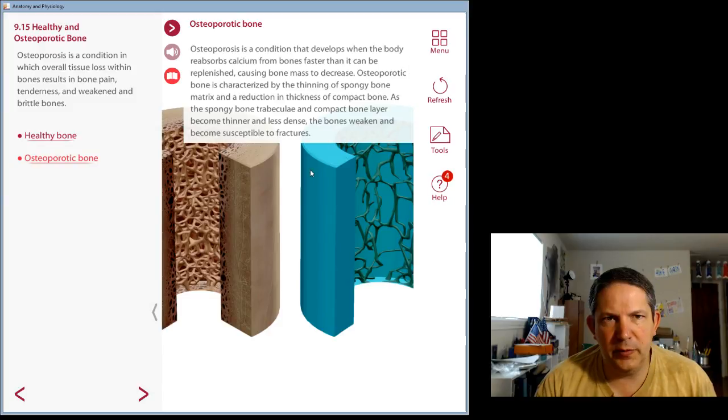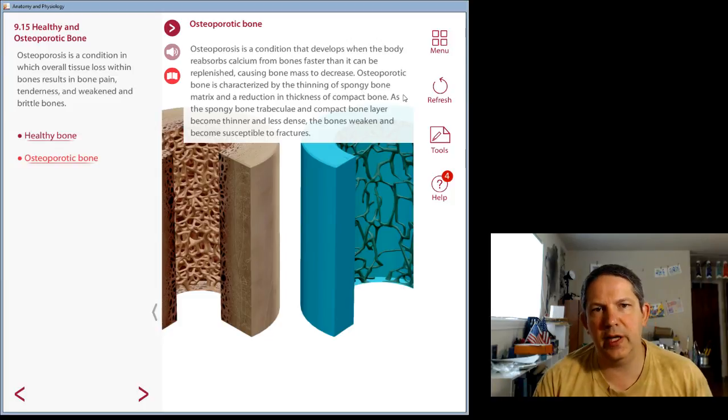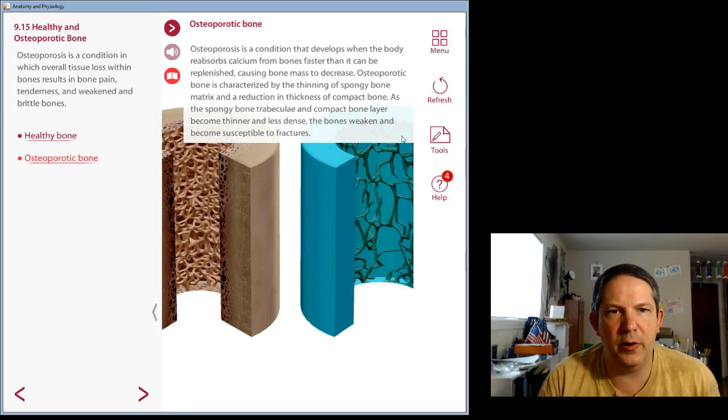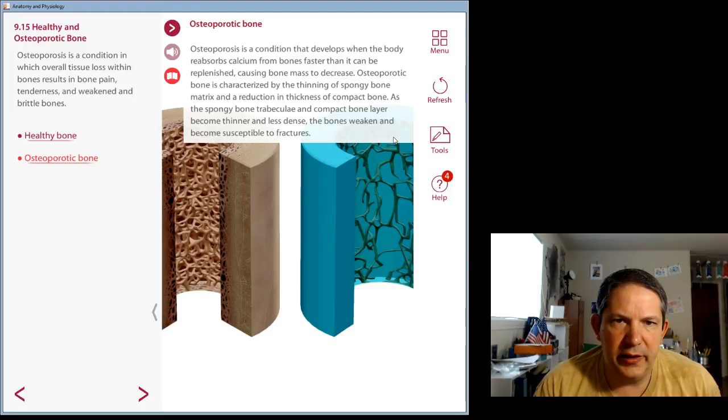Osteoporosis, a condition that develops when the body reabsorbs calcium from bones faster than it can be replenished, causing bone mass to decrease. Osteoporotic bone is characterized by the thinning of spongy bone matrix and reduction in thickness of compact bone. As the spongy bone, trabeculae, and compact bone layer become thinner and less dense, the bones weaken and become susceptible to fractures.